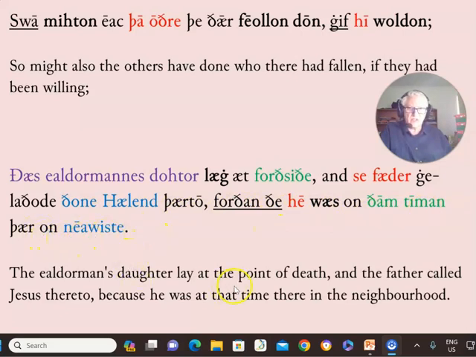Okay, the alderman's daughter lay at the point of death, and the father called Jesus there too, because he was at that time there in the neighborhood. Okay. So you have a primary clause here, the alderman's daughter lay at the point of death, and the father called Jesus there too, and it's a coordinating conjunction, so the father called Jesus there too is a clause of equal grammatical weight to the first one here.